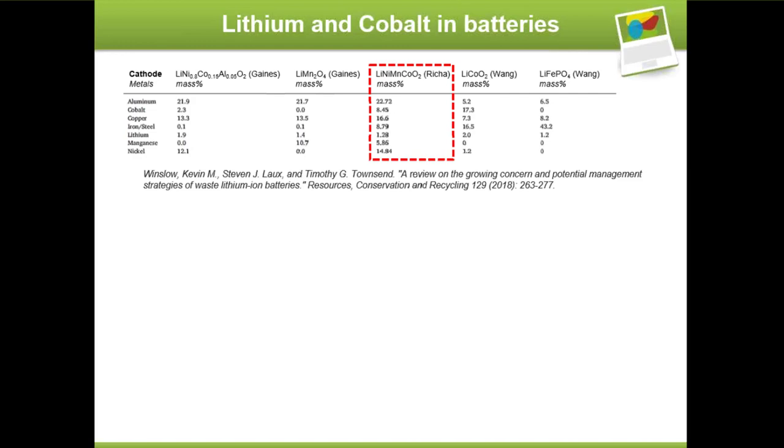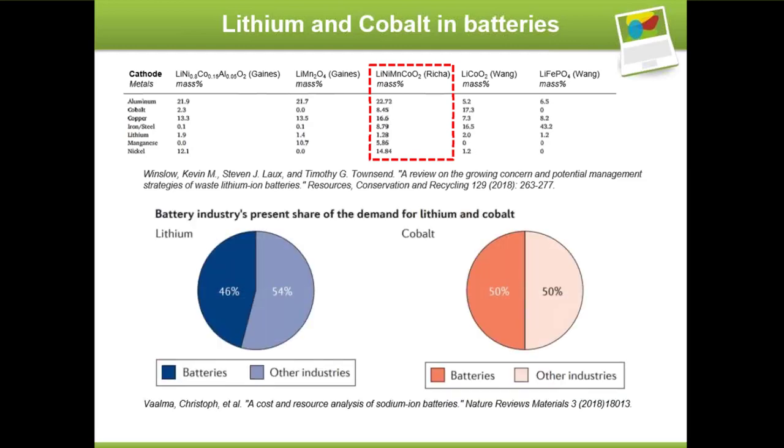But we can see here that the amount of cobalt is considerable. It's 8 or 9% of cobalt in this particular type of battery, which makes it a little bit problematic, as we will see soon. So although it's only 1% of lithium here, we can see that the battery industry presently has a share of around 50% of the demand for lithium and also for cobalt in the world. So the batteries are already putting a lot of pressure on the resources.